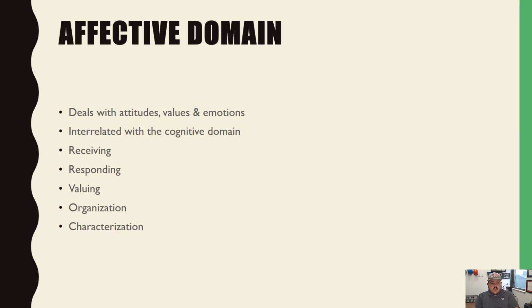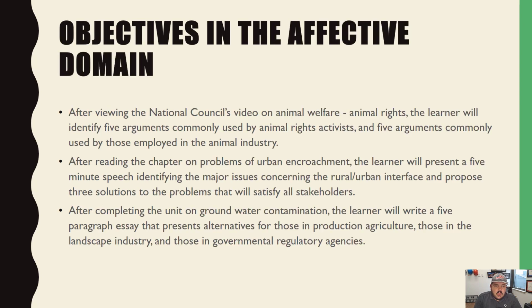So let's move over to the affective domain. It deals with attitudes, values, and emotions. It is interrelated to the cognitive domain, but we're thinking about receiving information, responding to information, putting values on certain things, also dealing with organization and characterization. So once again, here are some objectives in the affective domain. So take some time to read over these.